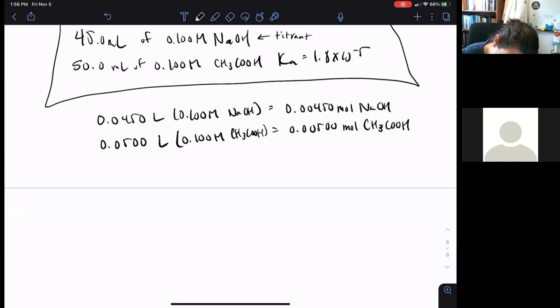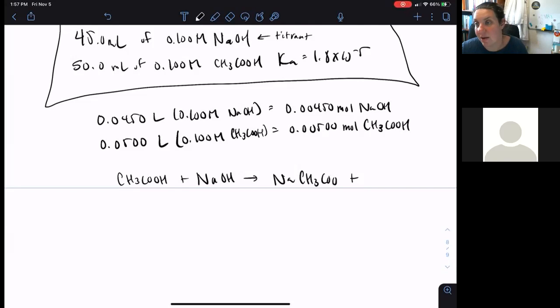Set up our BCA table. CH3COOH plus NaOH. Why did you put them into moles? Because we're doing a BCA table. And then we have our salt. And anytime you have a partial neutralization, you're going to use a BCA table, so you need to put it into moles. And water.